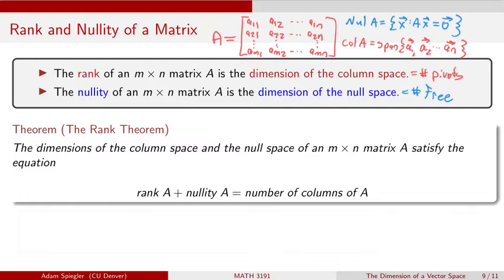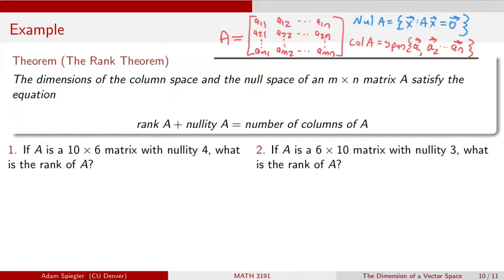So let's summarize the connection between all of these ideas in what is called the rank theorem. So the dimensions of the column space and the null space of an m by n matrix A have to satisfy the equation that the rank of A plus the nullity of A equals the number of columns of A. And hopefully this makes sense, because for each of the columns in matrix A, when we put it in reduced row echelon form, there's only two possibilities. Either that column has a pivot, or that column doesn't have a pivot and it is a free variable. So adding up the number of pivot columns and the number of non-pivot columns is going to equal the total number of columns in matrix A.